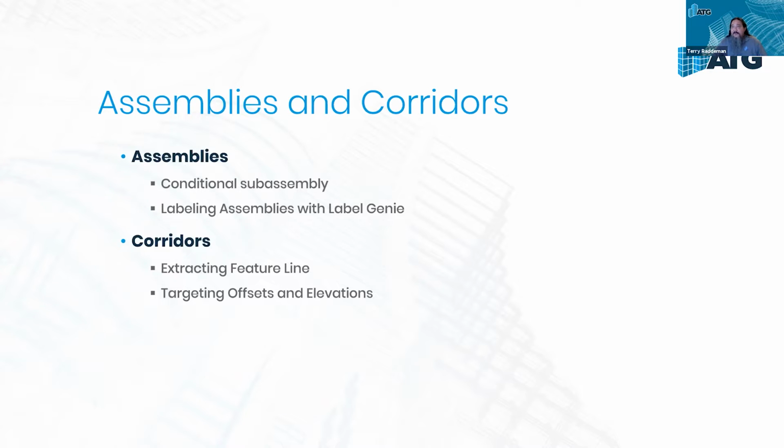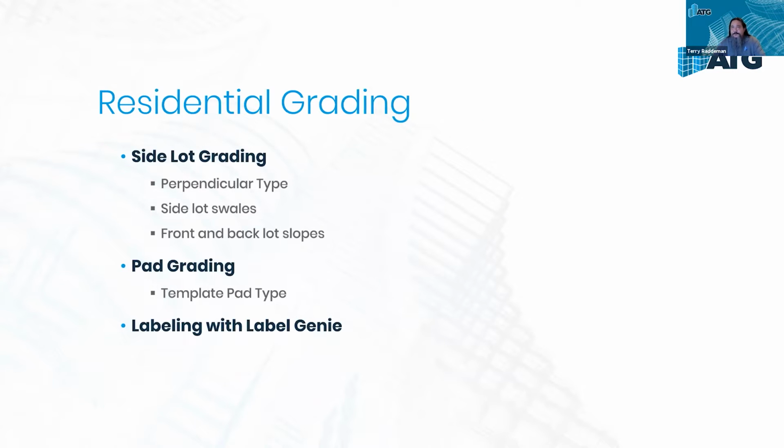We're going to look at labeling our subassemblies with Label Genie, probably more focused with Label Genie on adding spot elevations and slope elevations on our design, just for a design check. For our corridors, we're going to extract some feature lines to use for a right-of-way. So we'll take our corridor model out to the right-of-way. We'll extract some feature lines from our corridor surface, and then we'll look at the targets for that as far as offset and elevations as well.